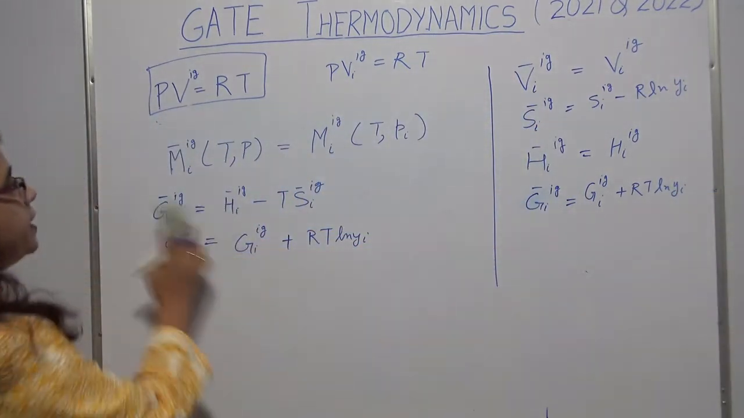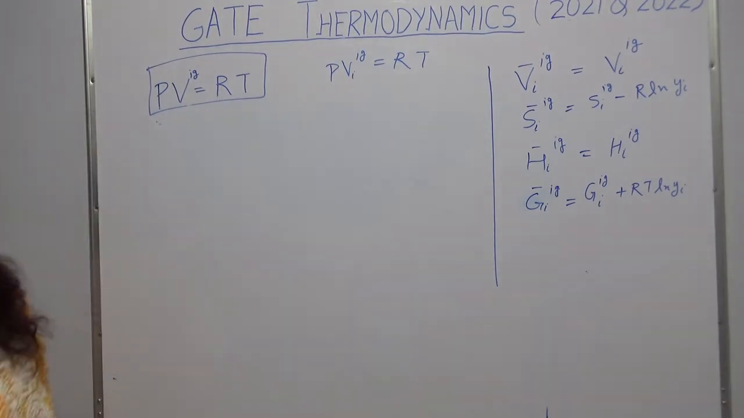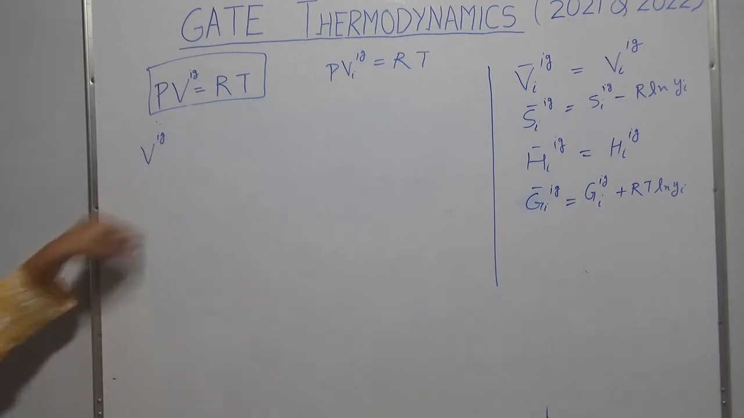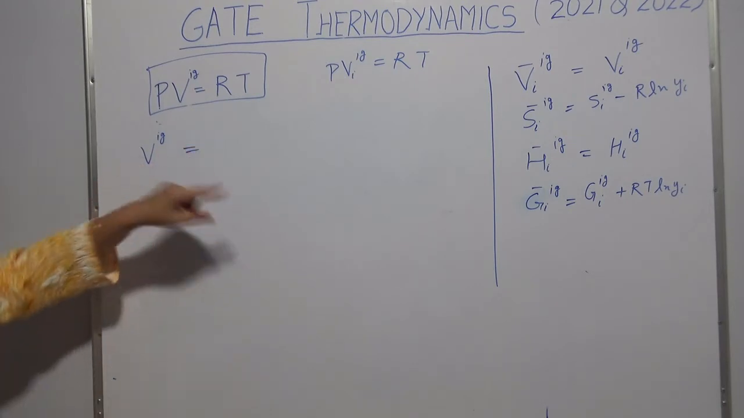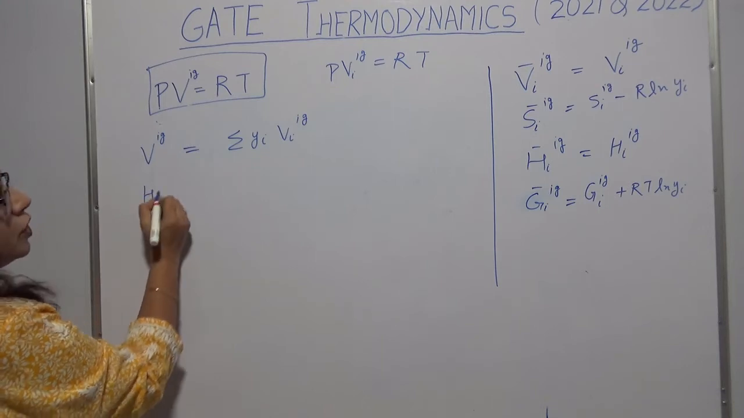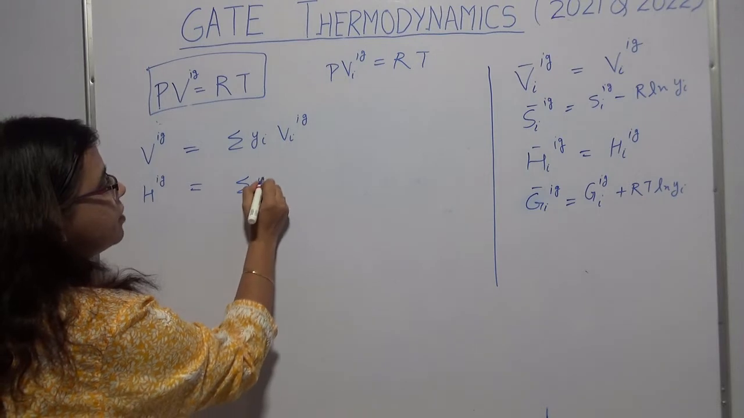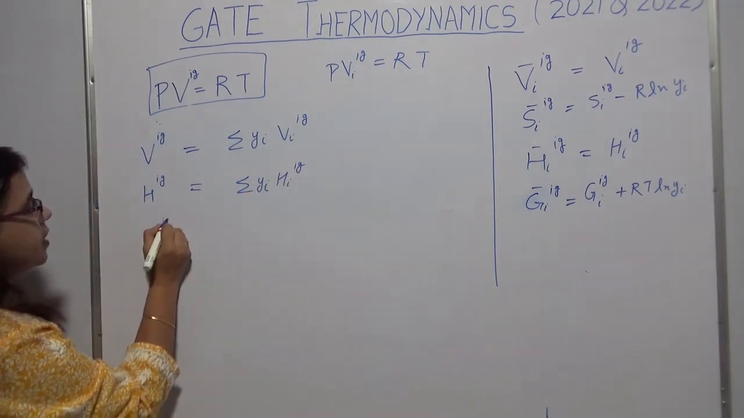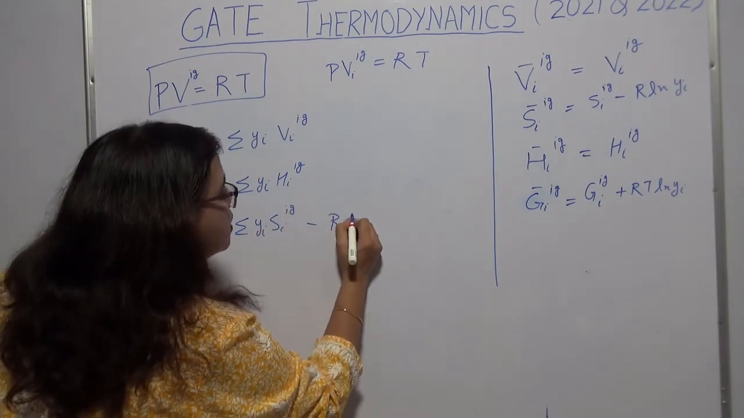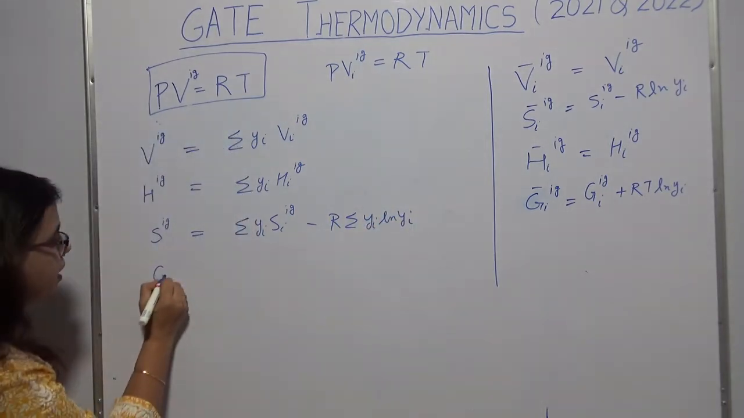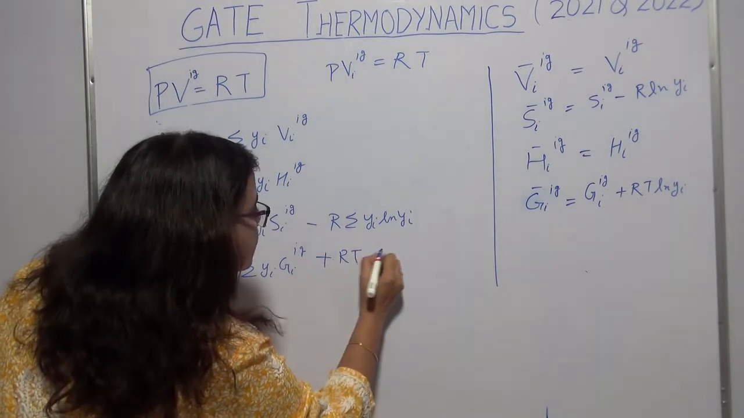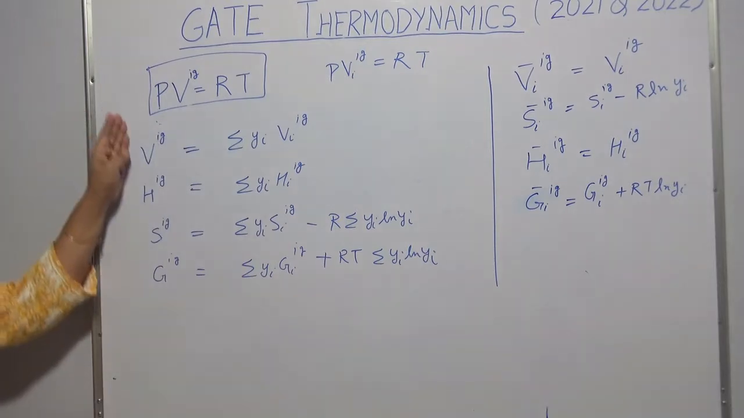Now I am going to write mixture properties using these. How do I do that? I just use the summability rule. So my mixture property V, it is a mixture property, so the subscript i will not be there because I am summing up. So my partial molar volume I am summing up for all the species. So it will be summation yi Vi^ig. Similarly, H, the mixture property, is equal to summation yi Hi^ig, and your S^ig, that is the entropy of the ideal gas mixture, is equal to summation yi Si^ig minus R summation yi ln yi, and your G^ig is equal to summation yi Gi^ig plus RT summation yi ln yi. So I have now calculated my mixture properties.